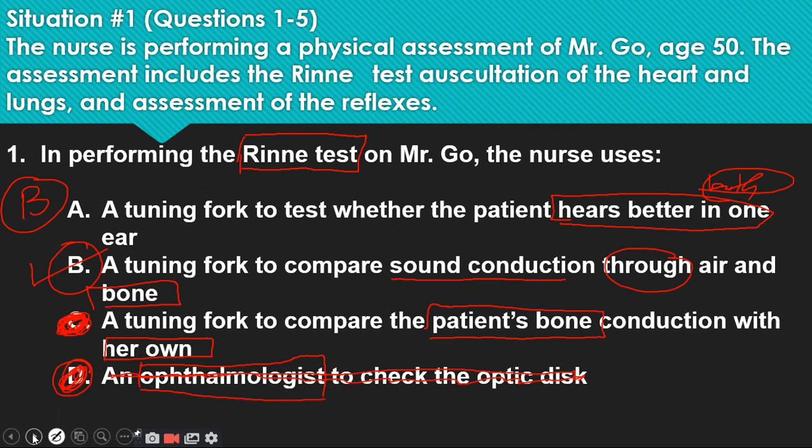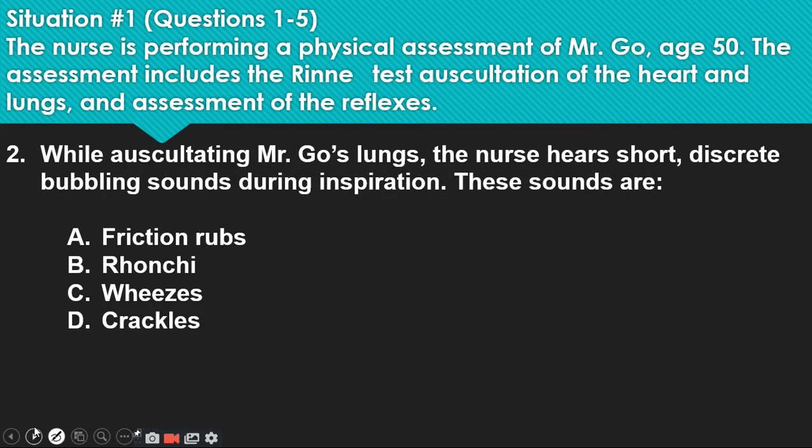Let's now have number 2. Same situation. While auscultating Mr. Go's lungs, the nurse hears short, discrete bubbling sounds during inspiration. These sounds are, take note of the words, the nurse hears short, discrete, and bubbling sounds during inspiration. So just have to remember that the focus is all about inspiration. So letter A, friction rub, letter B, rhonchi, letter C, wheezes, or letter D, crackles.